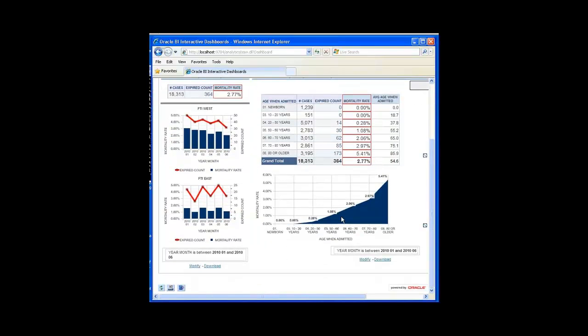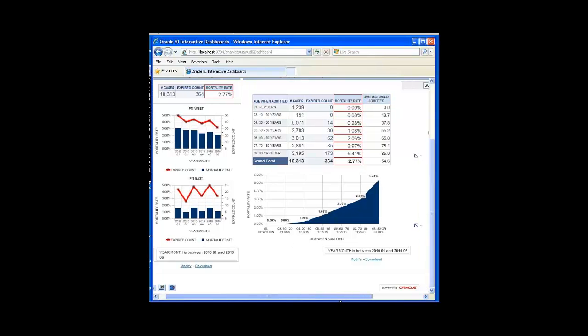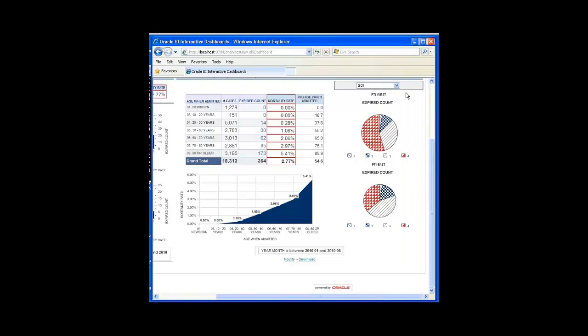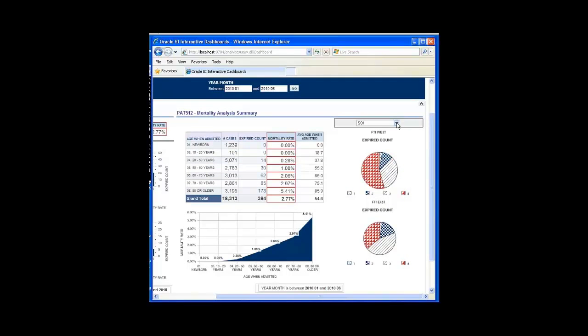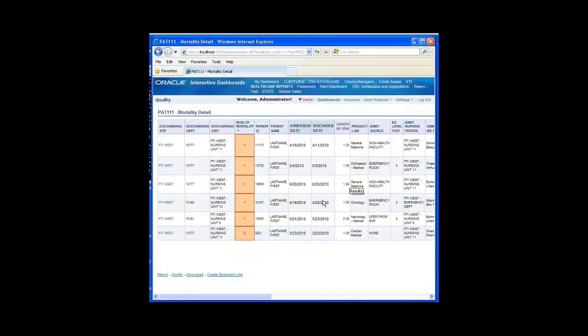And that is just the same information, just graphically represented, so I can see an inclining mortality rate as the patient groups get older. Over to the right, we have a summary of the expirations. And so I can see that 54% of my patients were severity of illness 4. But I also can see that about 2.4% were severity of illness 1.